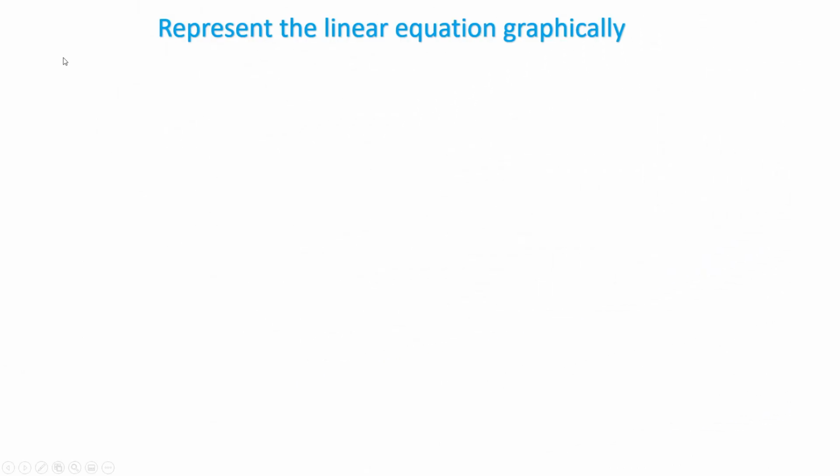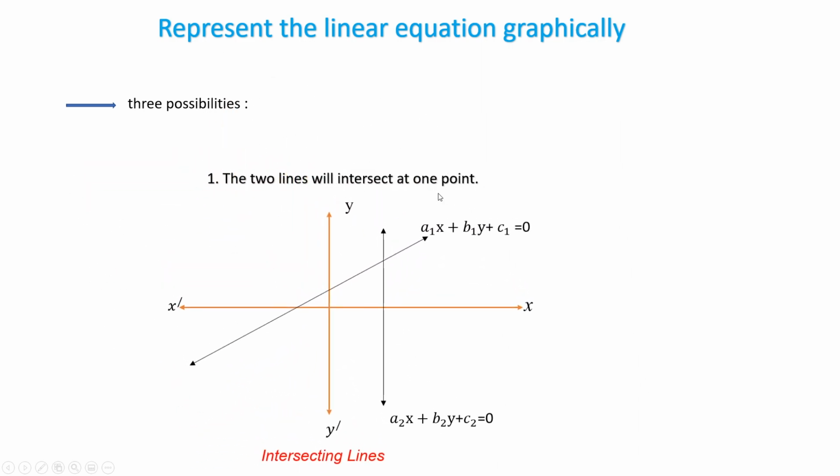Now here comes how to represent the linear equations graphically. As you have already done this in class 9th, but here we will take a small recap of it. When we draw linear equations graphically, there come three possibilities. The first possibility is that the two lines will intersect each other, or you can say the two lines will intersect at one point. When we draw it on a graph, you have to take two axes, one x and one y axis, in a plane.